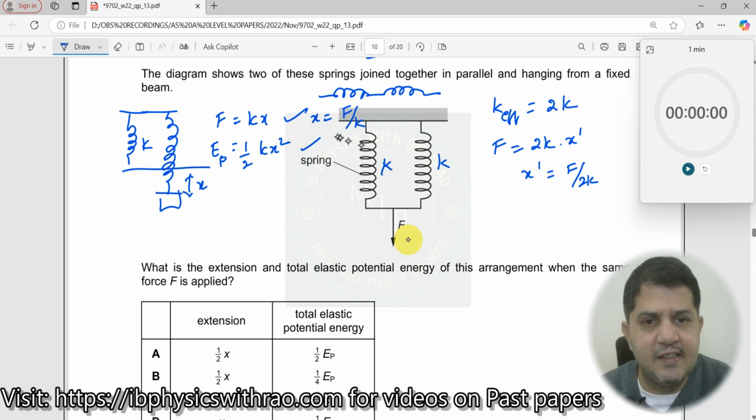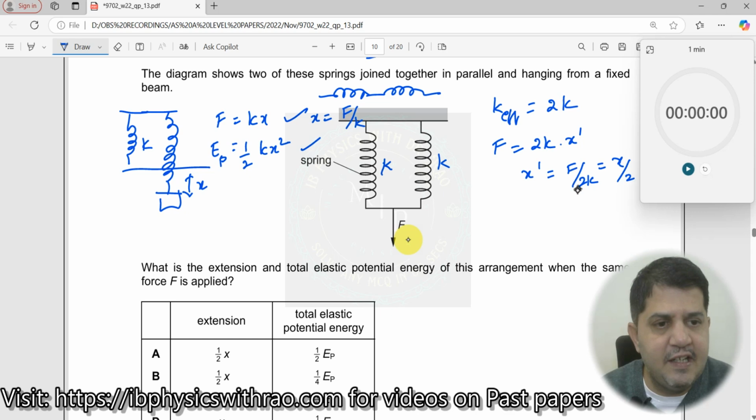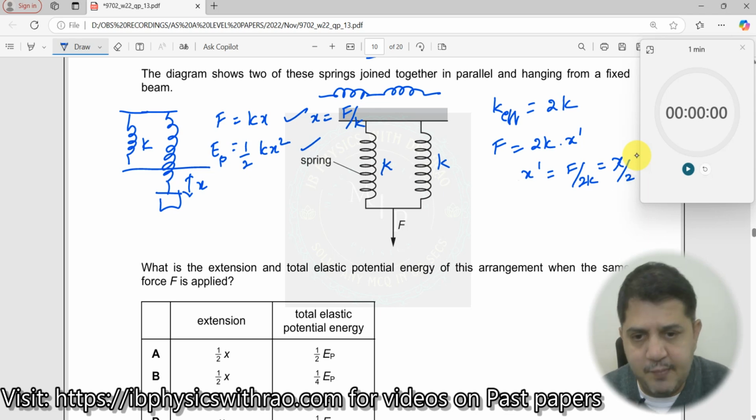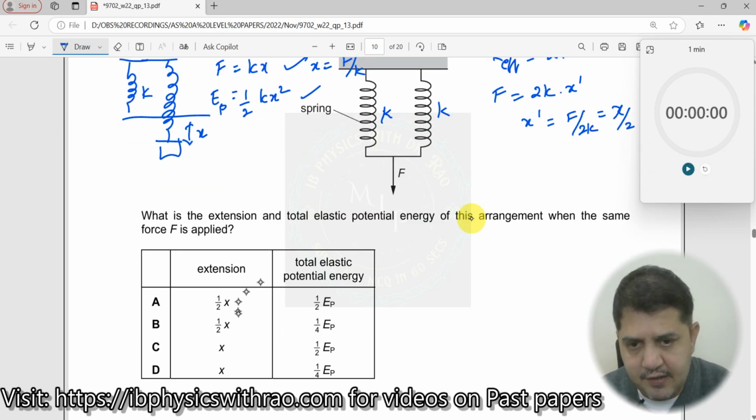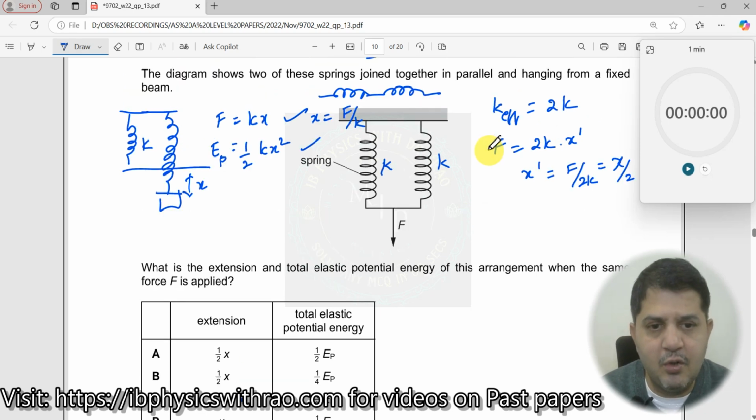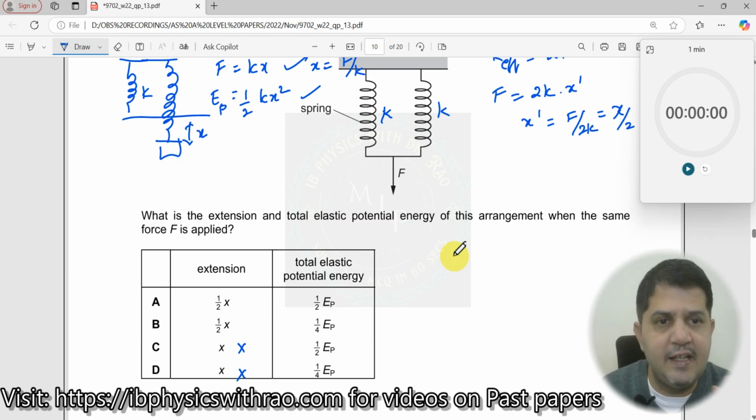Now what is F by K? F by K is X. Now this should be equal to X by 2, right? F by K into half, which should be equal to X by 2. I just took it from here. X equal to F by K, right? I substituted here. So X by 2. Now, the extension is half. Now don't just directly jump into saying energy gets halved. Just do it and then infer it.